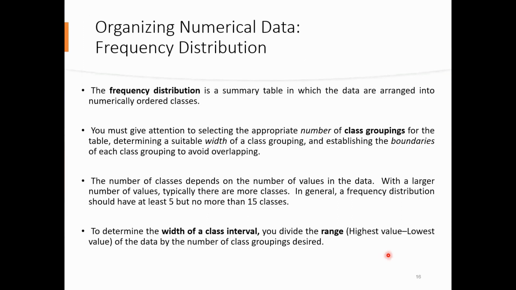Very simple. Then you have something called a frequency distribution. What is this? It is a summary table in which the data are arranged into numerically ordered classes. So you have something called these class groupings. So you have the data and you categorize them into something called class groupings. And how do you determine the width of this class grouping? Well, you consider the range, which is the difference between the highest and the lowest value, and you divide it by the preferred number of class groupings that you want.